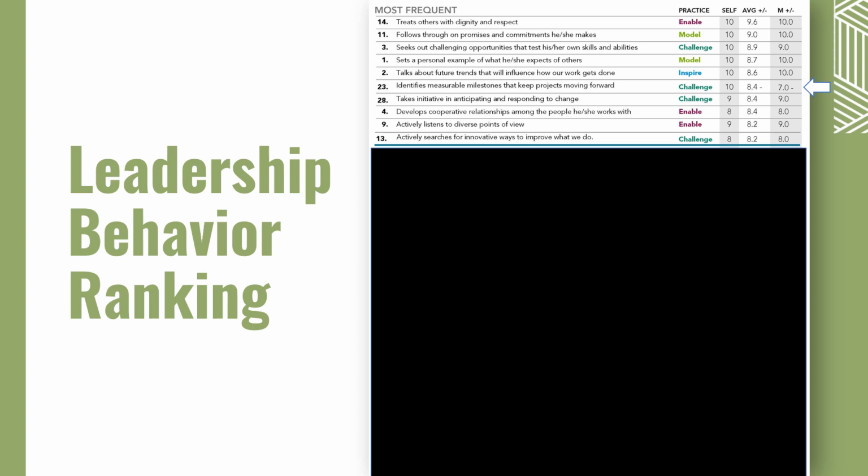Welcome to page 5, your leadership behavior ranking page. This includes all 30 behaviors on the LPI. I'm going to start at the top. Congratulations, these are behaviors your observers are seeing most frequently.